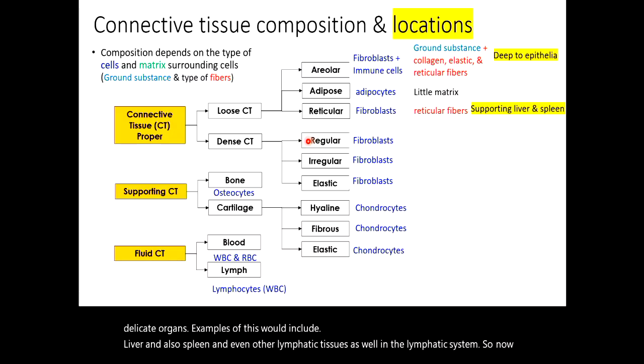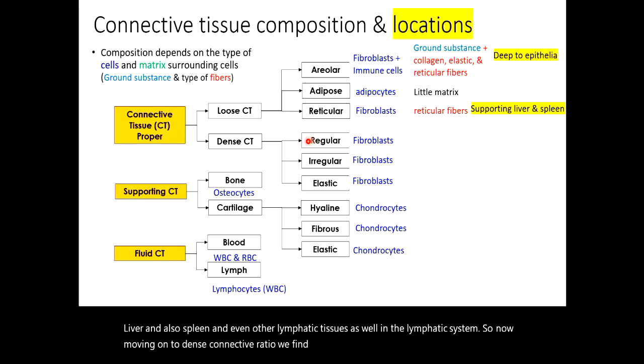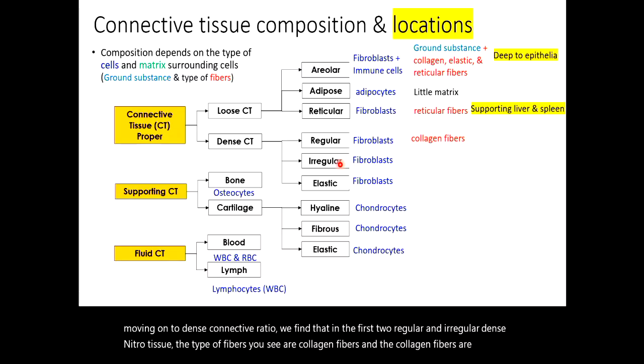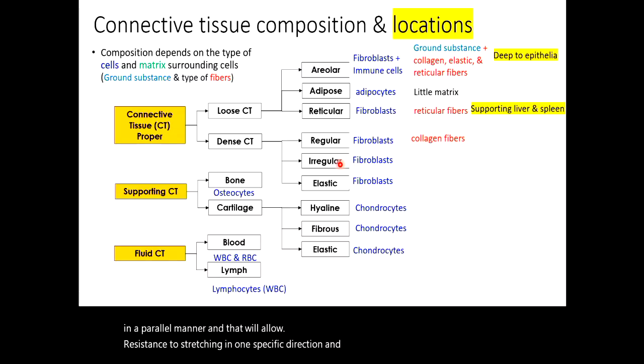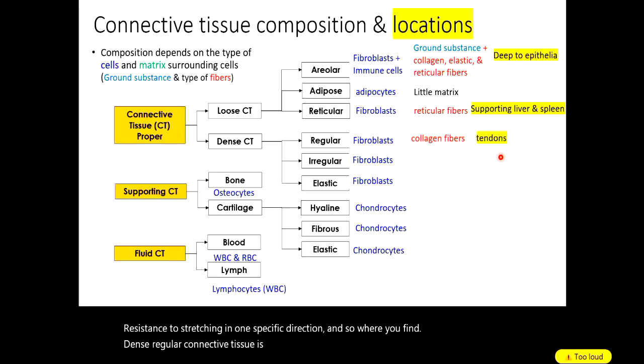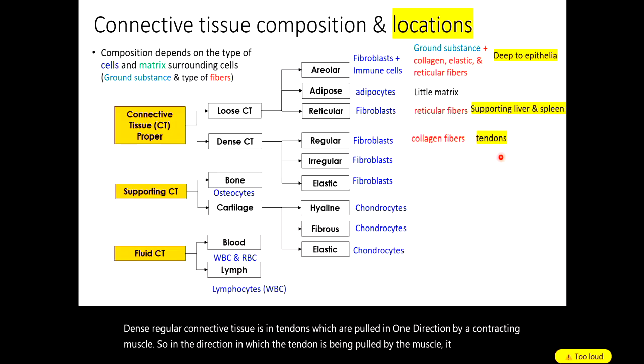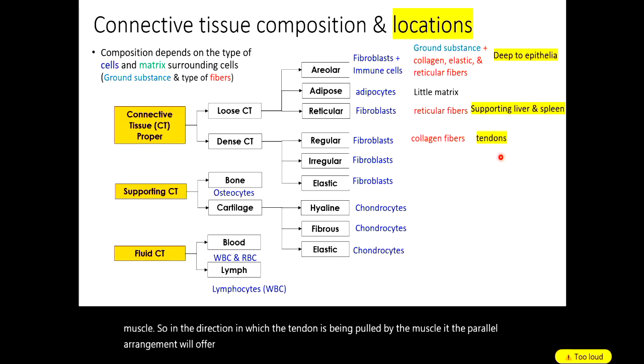So now moving on to dense connective tissue, we find that in the first two, regular and irregular dense connective tissue, the type of fibers you see are collagen fibers. And the collagen fibers are arranged in a parallel manner, and that will allow resistance to stretching in one specific direction. And so where you find dense regular connective tissue is in tendons, which are pulled in one direction by a contracting muscle. So in the direction in which the tendon is being pulled by the muscle, the parallel arrangement will offer resistance to stretching in that direction.